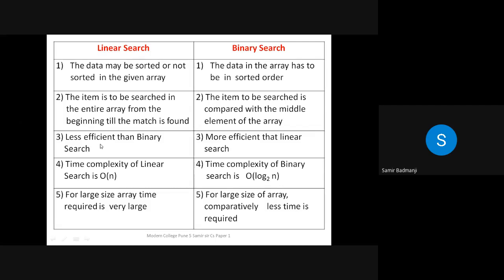So obviously linear search is less efficient than binary search, and binary search is more efficient. Actually, you have to write down 3 points. I have written 5. So if you write down any 3 points, you can easily get 3 marks. Usually the question asked is, write down the difference between linear search and binary search.